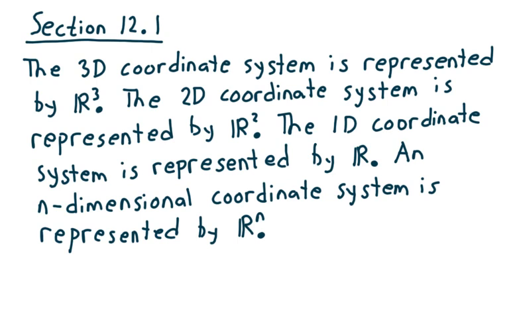The 3D coordinate system is represented by R3. The 2D coordinate system is represented by R2. The 1D coordinate system is represented by R. An n-dimensional coordinate system is represented by Rn. And you would primarily see n-dimensional coordinate systems in a class like linear algebra. In Calculus 3, we are primarily focused on 3D coordinate systems and 2D coordinate systems.